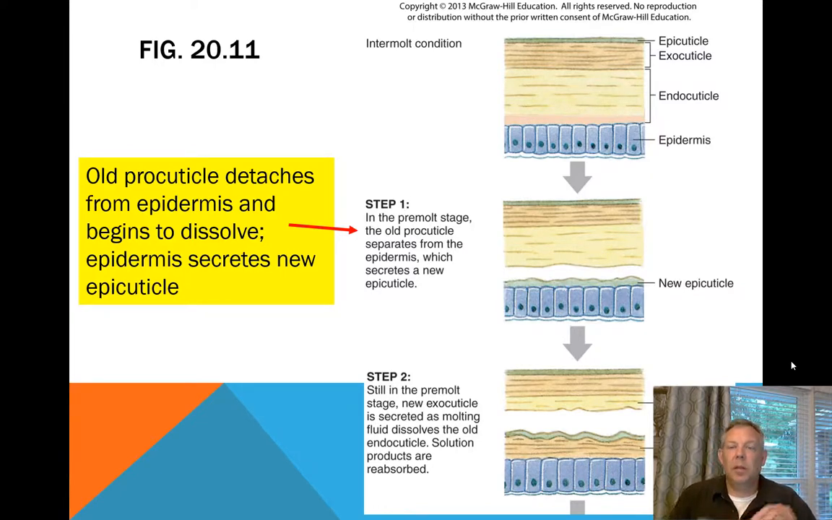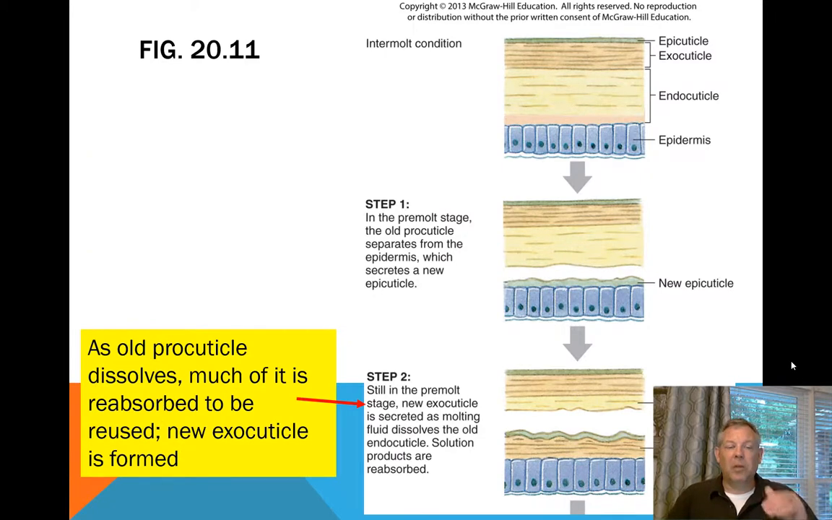So when the animal needs to molt, the old procuticle separates from the epidermis, and it starts to dissolve. That creates an empty space between the procuticle and that living layer of cells. And that living layer of cells then starts to secrete a new epicuticle. The epicuticle is the furthest out layer, the one that's waterproof. So once that procuticle is released from the epidermis, that gives room for the epidermis to form a whole new epicuticle.